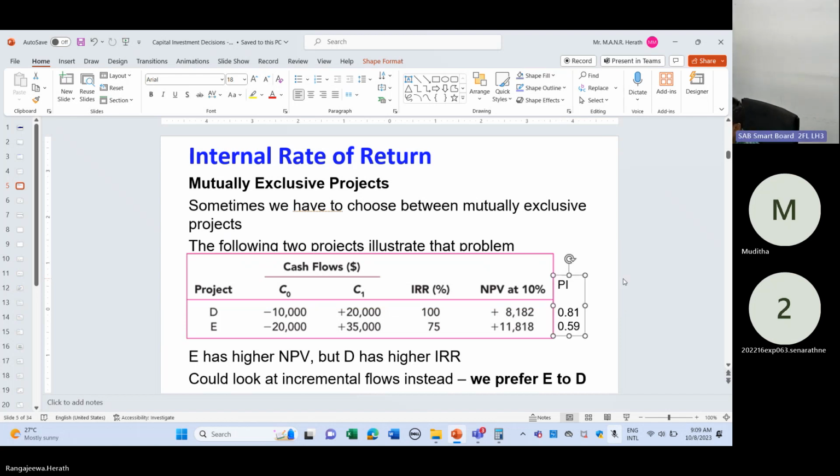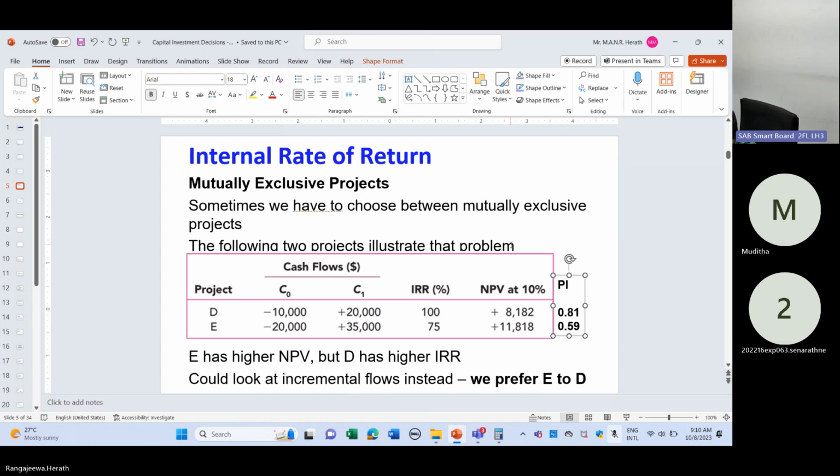Now, when you consider the profitability index, based on profitability index, you can select project D. Right? If you don't have resources to invest in both projects, then you should go for project D, because relative to the investment, it generates higher positive NPV. Like as a percentage, 0.81, but E 0.59. Both are positive NPV projects.